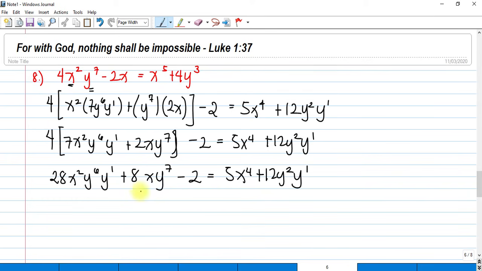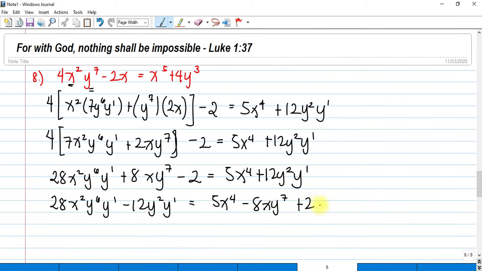And again, I'm going to transpose this on the left side and transpose this on the right side. And the same as the negative 2. So we have 28x squared y raised to 6 y prime minus 12y squared y prime is equal to 5x raised to 4, transposing this and this to the right side. You have minus 8xy raised to 7 plus 2.